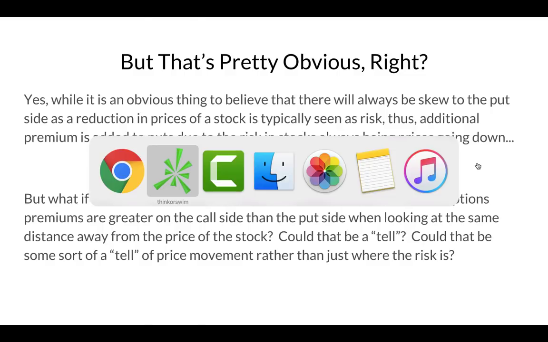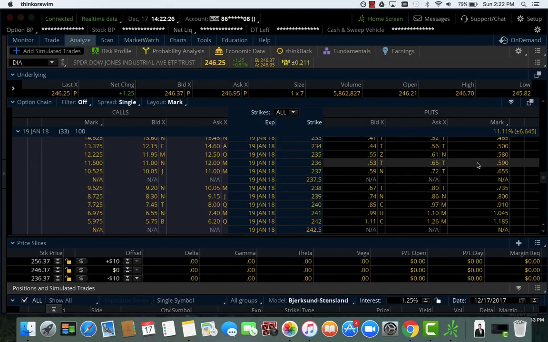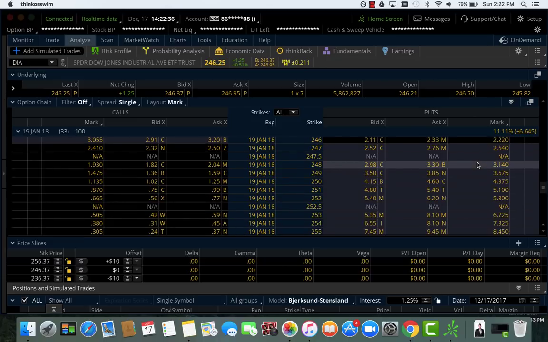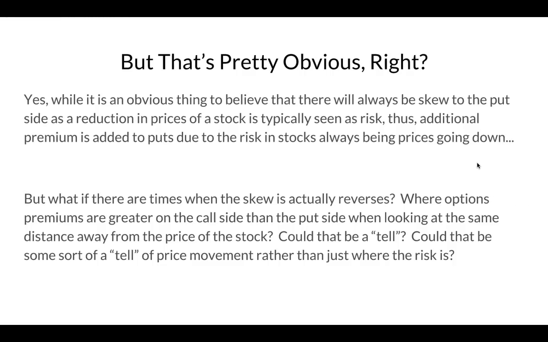So volatility skew obviously is where the risk is. The risk, for the overwhelming majority of the time, is to the downside. But what if the skew was reversed and it looked like there was risk to the upside? First of all, does that even happen? I didn't even know if that would happen before looking into this study. And if it happens, is that some sort of a tell of where prices might go?